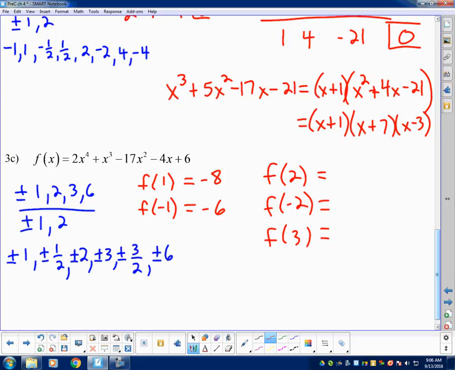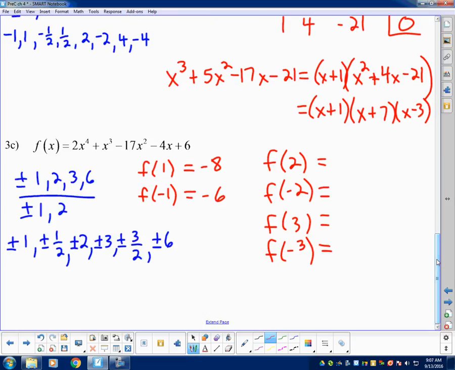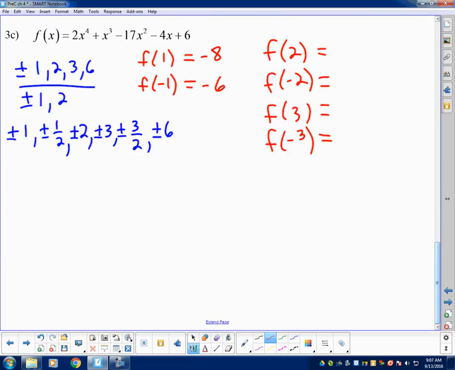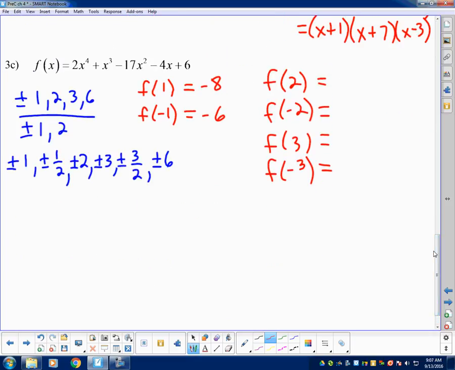F of negative 3. We're going to make Ryan do 3 halves if we get that. Yes. I'll teach you to make any jokes in here. It's first period. It's too early in the morning for jokes. Very true.